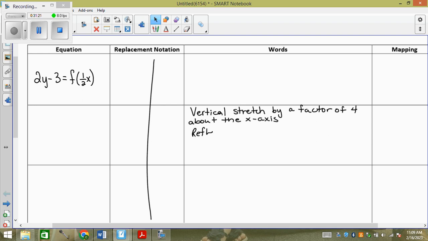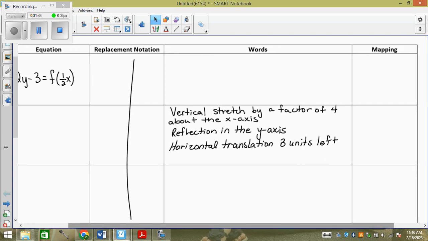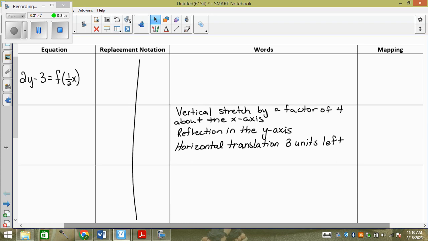Reflection in the y-axis. Horizontal translation units. This one, xy, becomes 1/2 x minus 3, y plus 1.